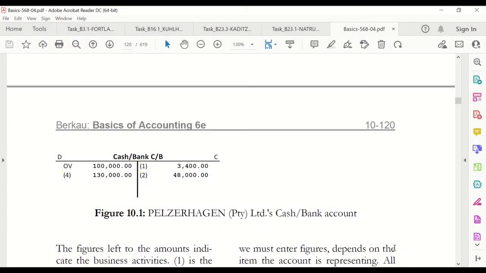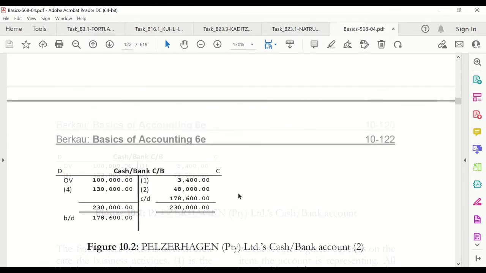The textbook chapter 10 defines the cash bank account of PELZERHAGEN Proprietary Limited. You notice there is an opening value of 100,000. It has to be on the debit side. On the debit side, you further find a receipt of 130,000. On the credit side, we record payments. Here the company paid 3,448,000. The question is, how much is the balancing figure in this account?